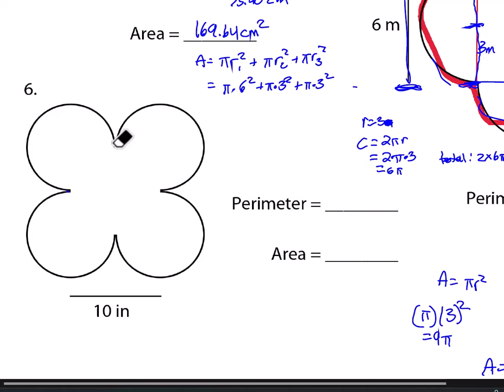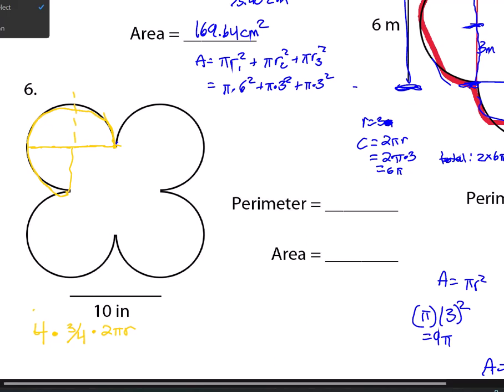Now, let's look at our perimeter. Our perimeter is our distance around the outside. If I go from here all the way around to here, how much of the circle have I gotten to? If I cut across the circle this way, that cuts it in half, and that cuts it in half. So I have 3/4 of the circumference of the circle. So for each circle on here, I have 3/4 of the circumference. So I have 4 circles times 3/4 of the circle, times 2 pi r.